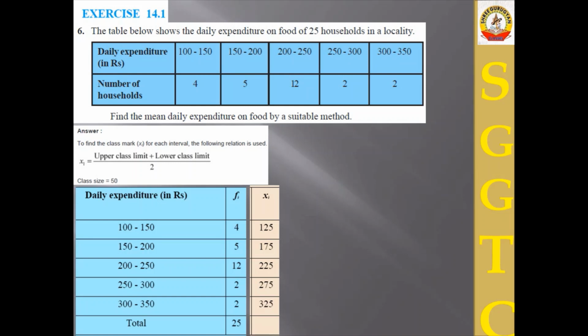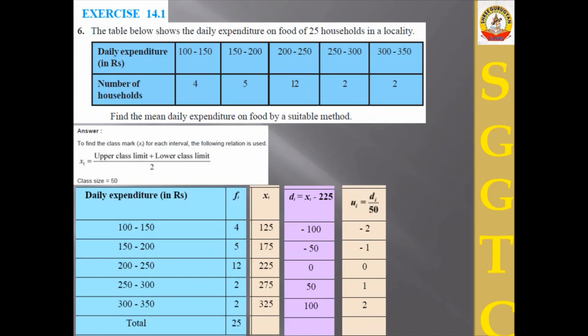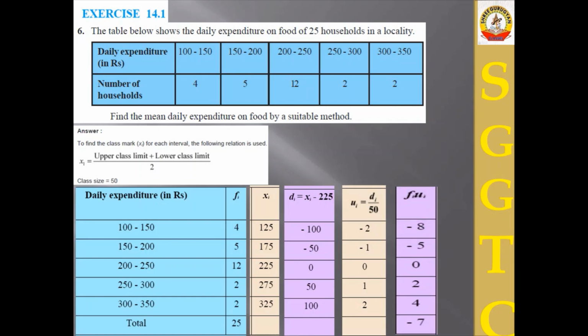Now what is the center value? Yes, the center value is your assumed mean, 225. Go to the Di column: Xi minus 225, and after that move ahead to Ui, Di by 50. Yes, the last column is Fi into Ui. Fi is the second column and Ui the last column, and you multiply both: 4 twos are minus 8, 5 into minus 1, 5s are minus 5, 12 into 0, 2 into 1 and 2 into 2. Finally you get the total summation, it becomes minus 7.